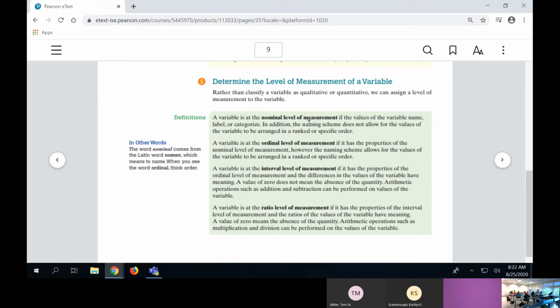Another word you can think for nominal is nomenclature. What does nomenclature mean? Meaning you're describing something. Nomenclature, nominal. Nominal covers just about everything. Interval.